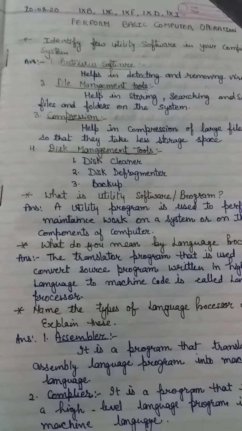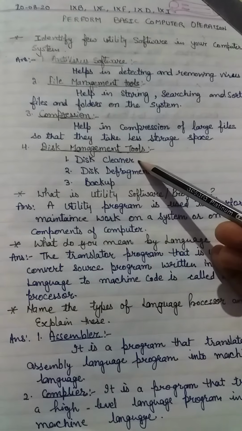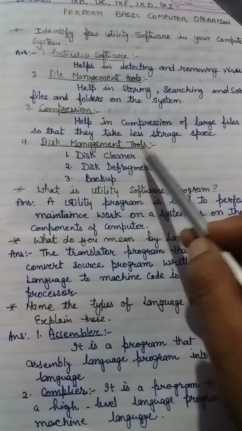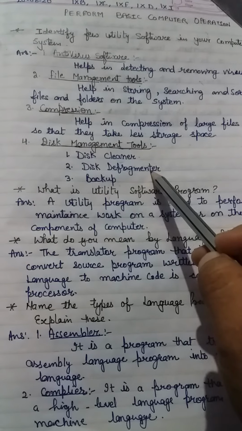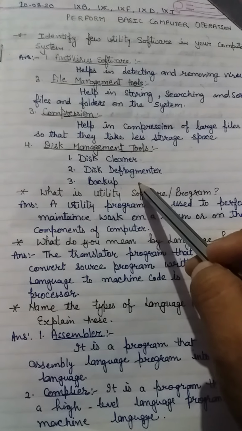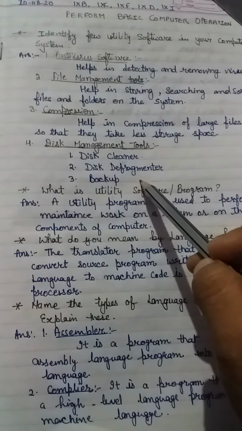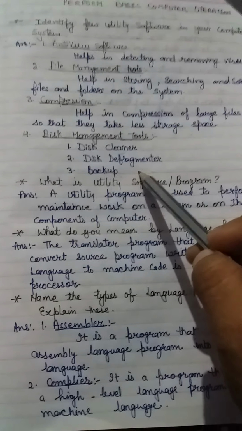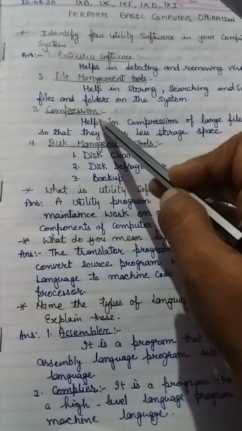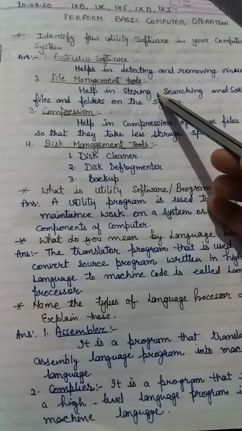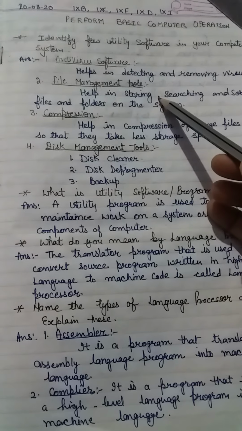Otherwise, if there are large or temporary files inside the computer, they use unnecessary memory and slow down your computer's speed. That's why we use a disk management tool. One tool is the disk cleaner, also the disk defragmenter, and then backup. Use these tasks regularly, day by day. These are the different types of utility software that perform different tasks to maintain your computer system.